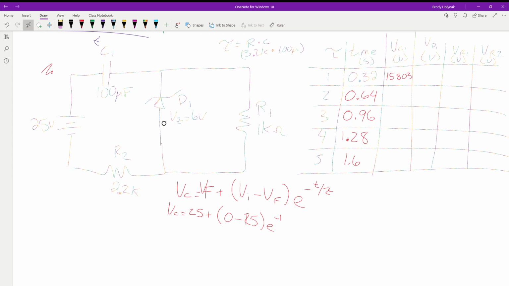Is this diode operating fully in reverse or partially? Fully in reverse. So how much voltage is the diode dropping? 6 volts. Okay? If the diode's dropping 6 volts, how much is R1 dropping? 6 volts. And R2 is dropping everything that's left.